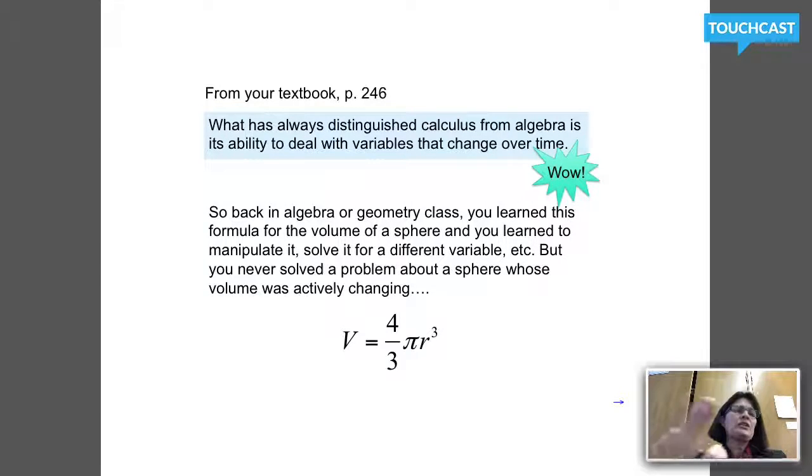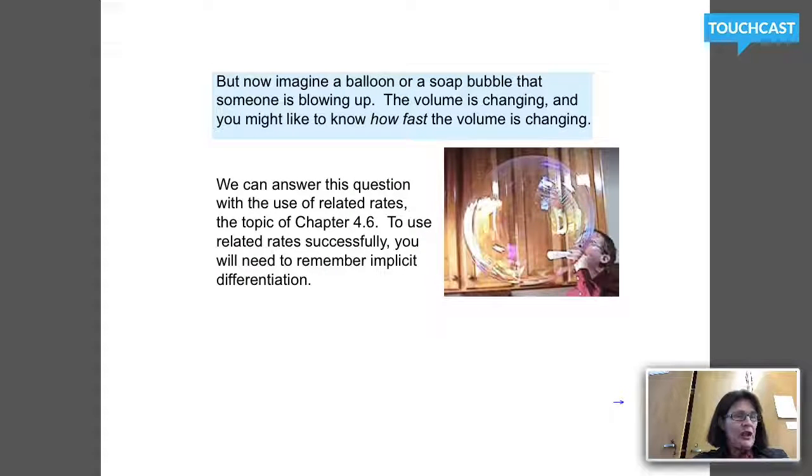You could take that equation and use algebra to rearrange it so that the r is isolated instead of the V. You know how to do lots of stuff with this formula. But you've never, until today, solved a problem about a sphere whose volume was actively changing. But let's acknowledge that could happen. Think about a bubble, if you're blowing bubble gum, or this balloon, this bubble that's getting blown.